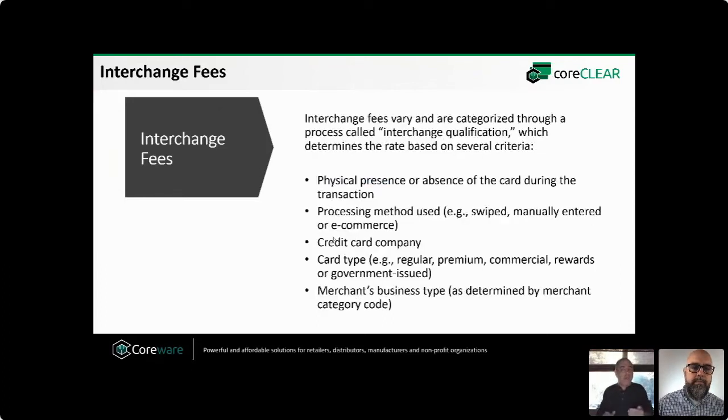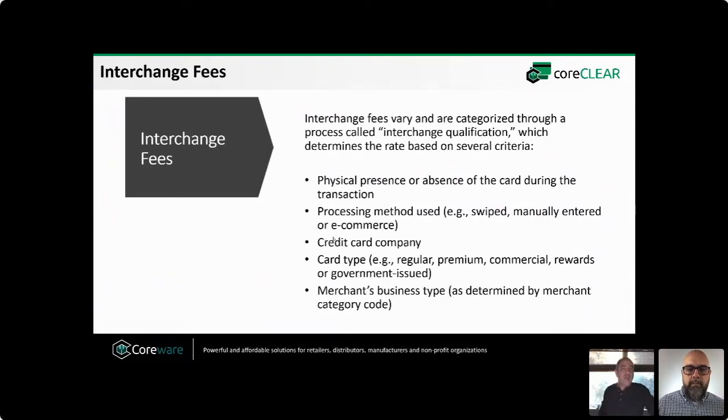Interchange fees vary based on several different factors. Aaron mentioned you can Google and look up interchange. It's interesting to look at, but it's very confusing. You'll see hundreds of lines and different descriptions, and again, I'll show you an example in a second.